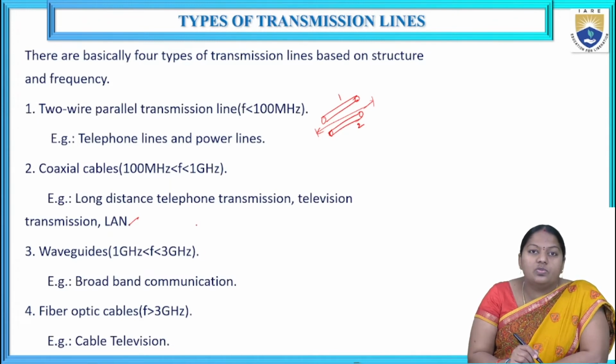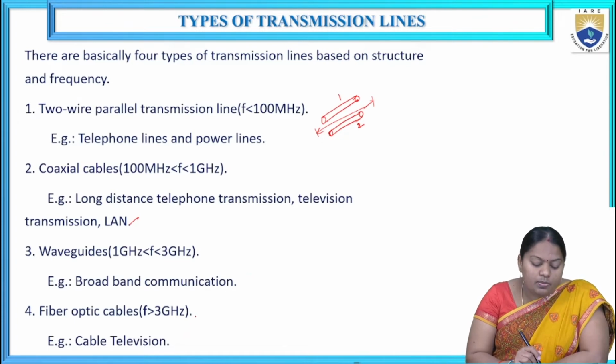In this we can transmit signal frequencies up to 3 gigahertz. Examples are broadband communications, the best example for waveguides. Different types of waveguides are there: rectangular type, circular type, and different waveguide structures are available.